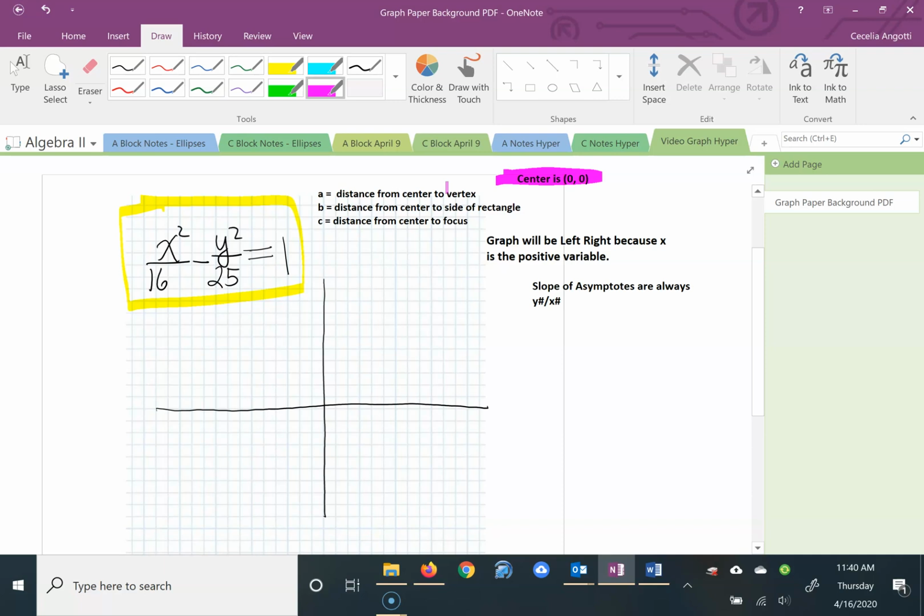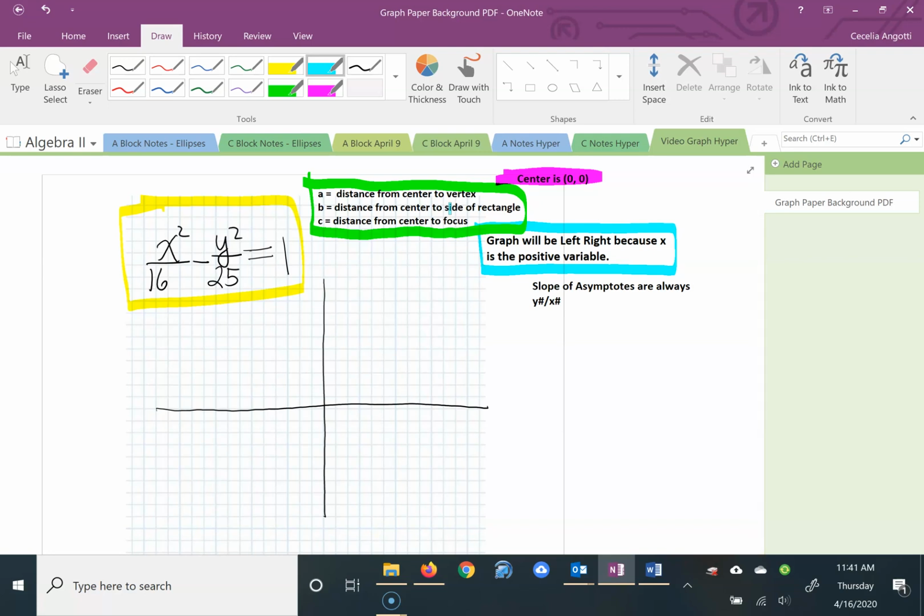And I've gone ahead and written down some vocabulary words and labels for you here. A is the distance from the center to the vertex, B is the distance from the center to the side of the rectangle, C is the distance from the center to the focus. Our graph in this problem is going to be left-right because x is the positive variable, and we'll get to the asymptotes shortly.